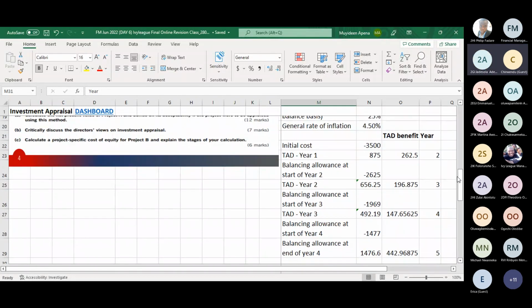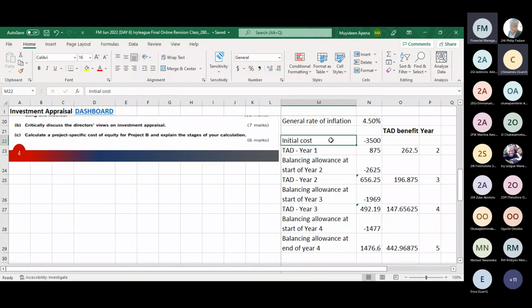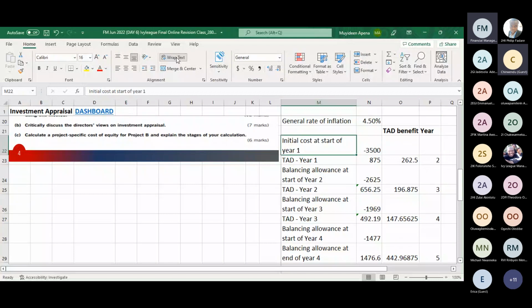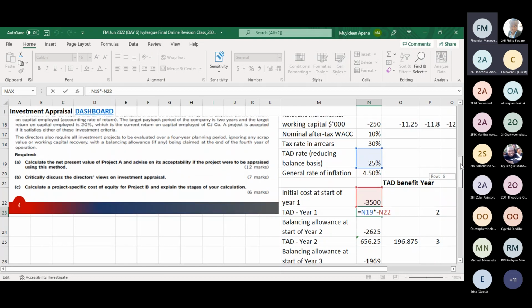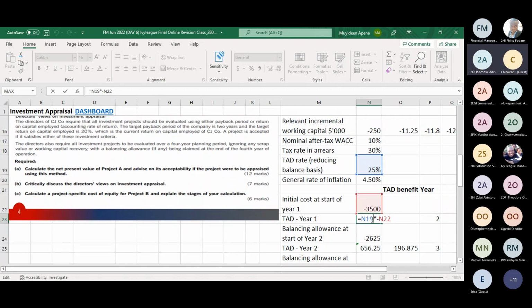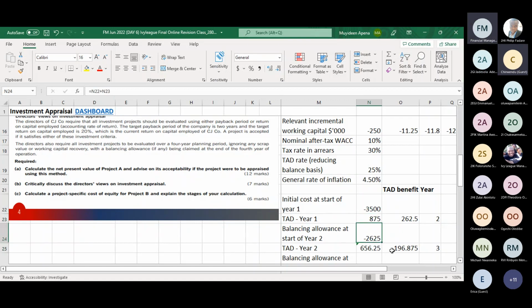Okay, so this is it. Initial cost at start of year 1, which was the relevant figure at the end of year 0. So TAD for the whole of year 1, we did it as 25% of this figure. We got 875. TAD is claimable, so it has to be represented as a positive figure.